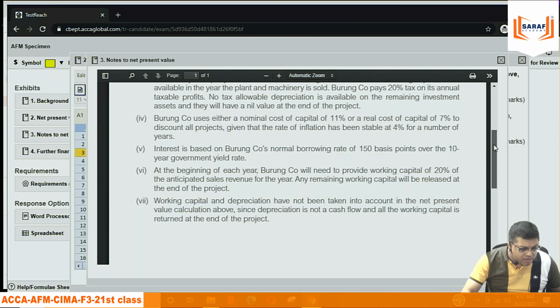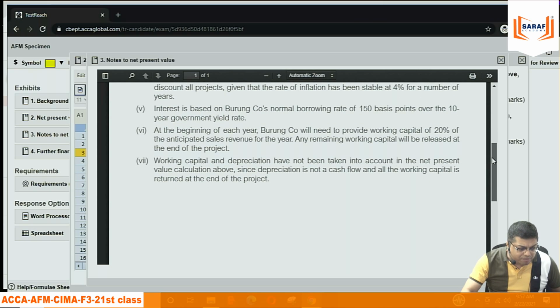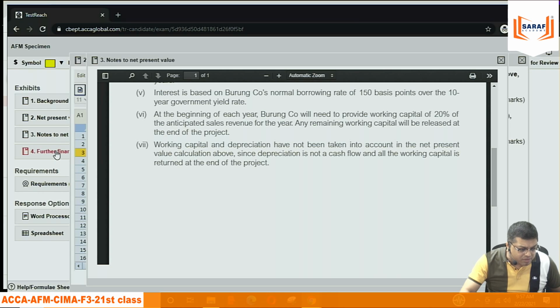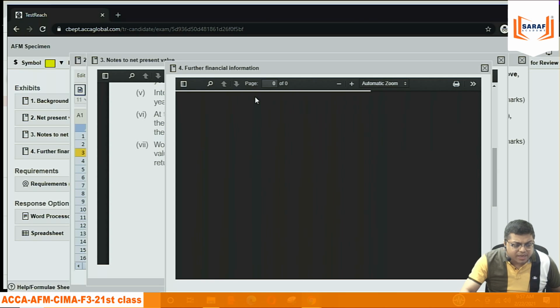Interest is done. At the beginning of each year, B company needs to provide working capital. For working capital we need to consider the initial working capital investment and further investment by increase in sales. Working capital and depreciation are the things that need to be considered. That is, the logic is very clear relating to all the things which need to be included in the cash flows.